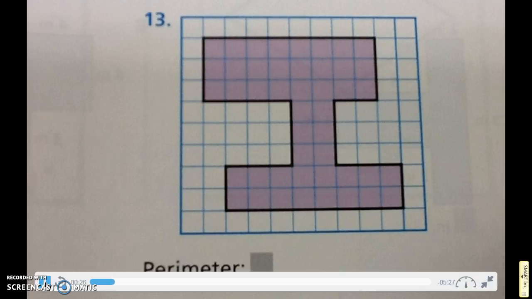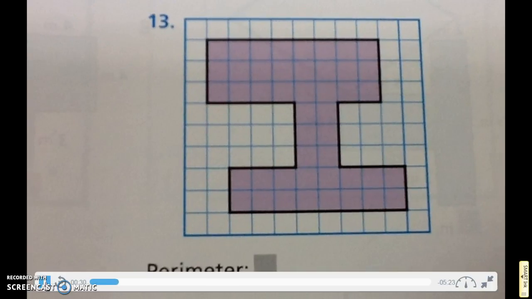Here is my first figure. When I look at this figure and I need to find the area, I need to decompose the shape first. So to decompose the shape, I'm going to divide it into smaller pieces. I have 3 smaller pieces here that are going to help me find my area. Remember, when I'm finding the area, I'm finding how much space is actually covered.